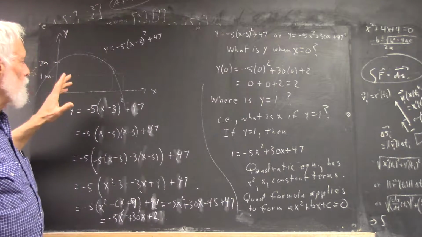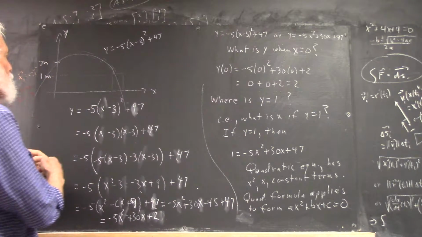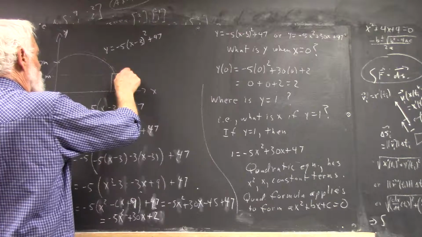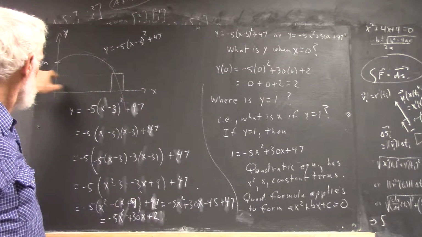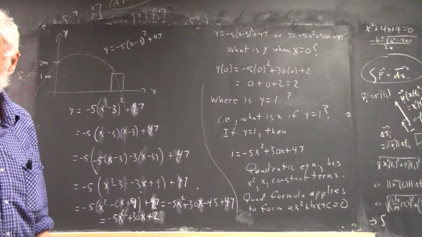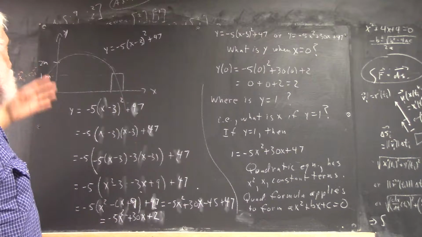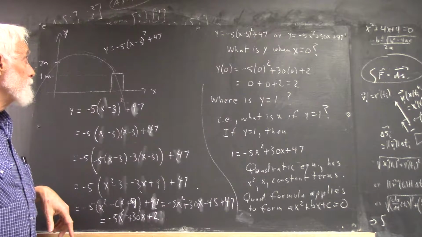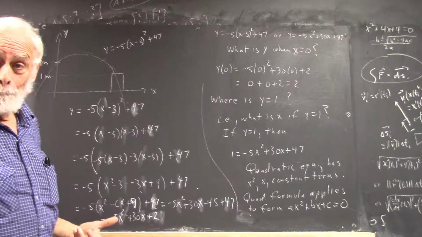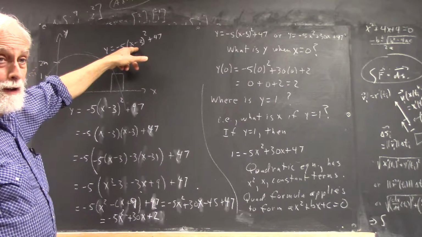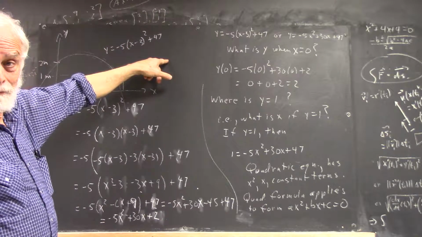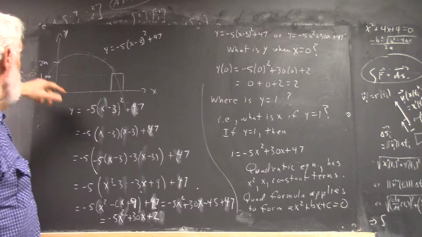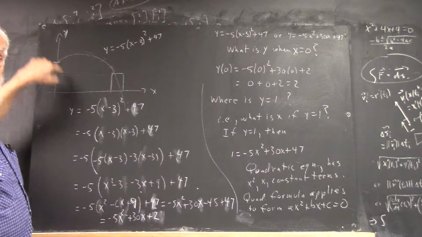Okay, so the question is, here's a trash can. And the trash can is, let's say, 1 meter high, just to use nice round numbers. Now, a couple of things about this. If you plug in x equals 0 into this, you're going to get y equals 2. Meaning that when x is 0, this thing is 2 meters high.